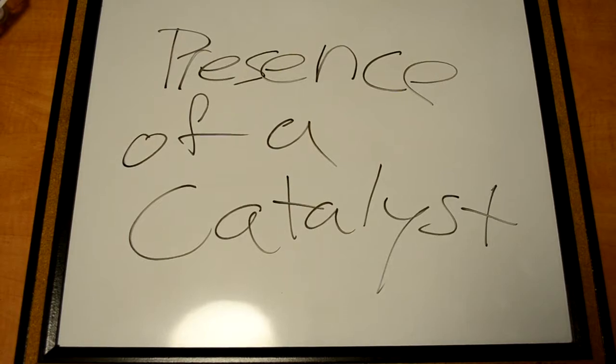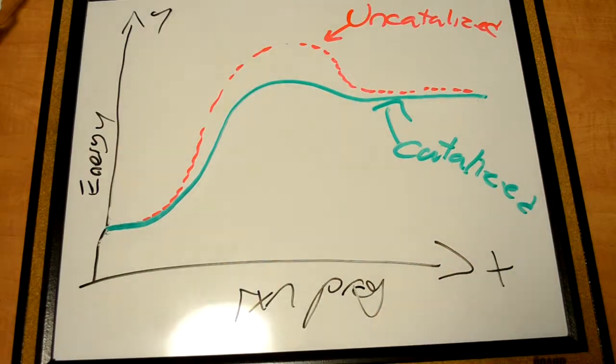Presence of a catalyst. A catalyst will make collisions more effective, but what is it? A catalyst is a substance that increases the rate of reaction without itself being changed chemically in the reaction. It doesn't get used up. It does two things. It lowers the activation energy so the reaction can happen at a lower temperature, and it orients the particles so they're more likely to have an effective collision.